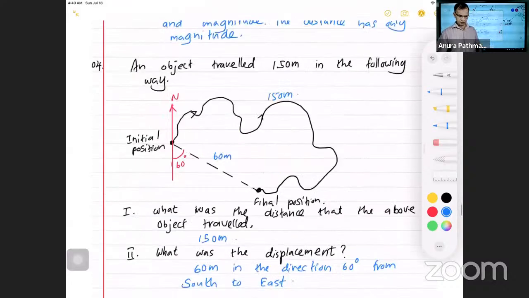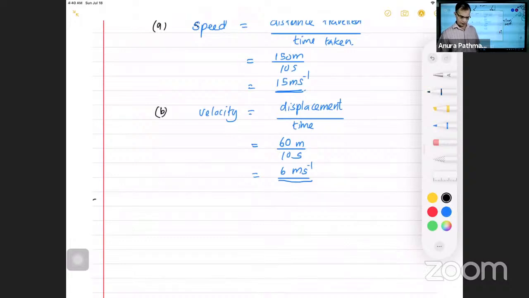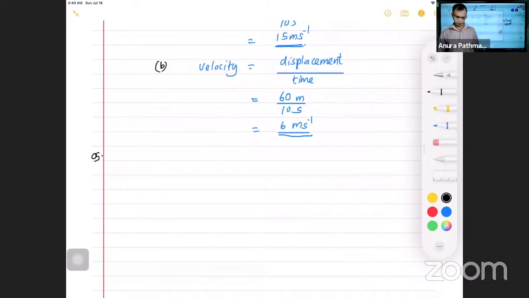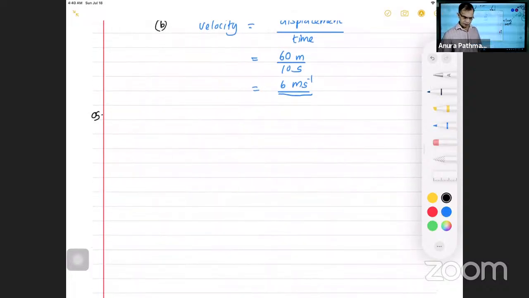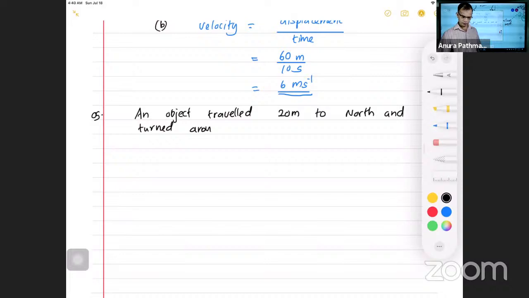Question number 5. An object traveled 20 meters to north and turned around and traveled 60 meters.